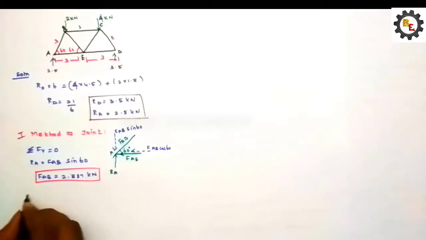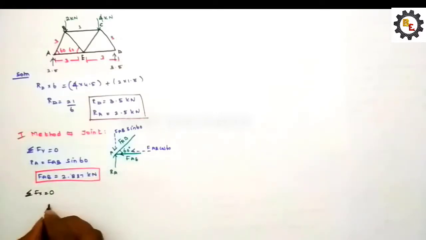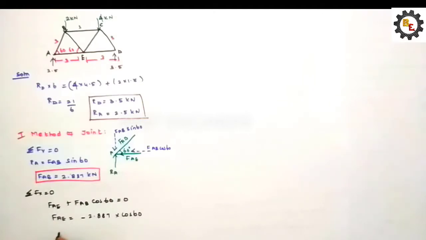Summation of Fx is equal to 0. So we get the forces here, FAB cos 60 and FAE. We assume both are in the same direction. So FAE plus FAB cos 60 equals 0. We know the value of FAB. Let's substitute here. FAE equal minus 2.887 into cos 60. This will come as a minus because it's going in that side. So substituting the value, we get FAE equal minus 1.44 kilonewton. Here the answer is minus, so our assumed direction is wrong. Here it will be a tensile force.